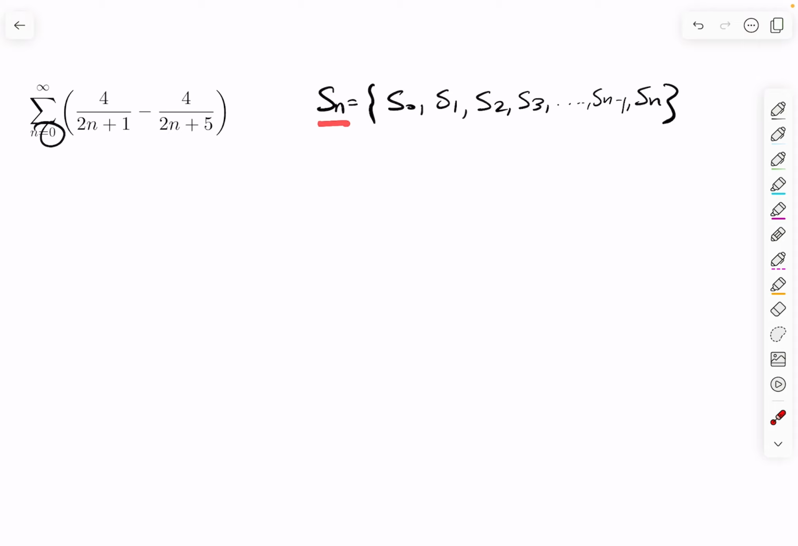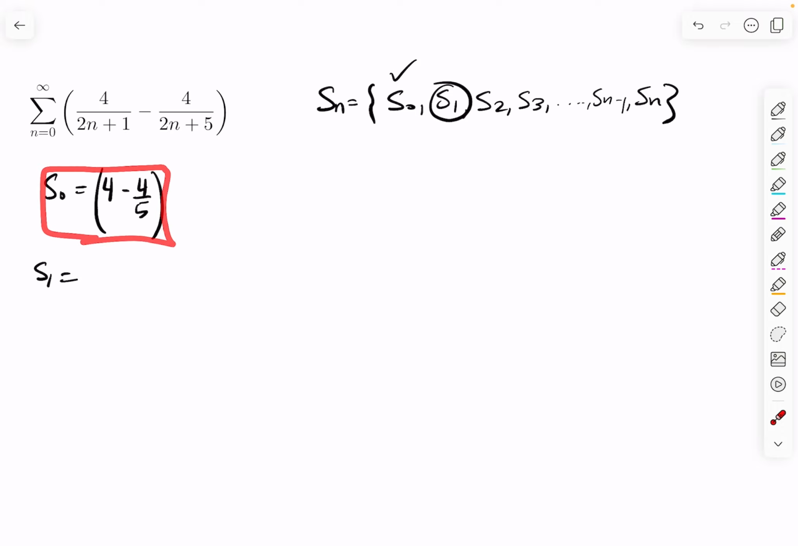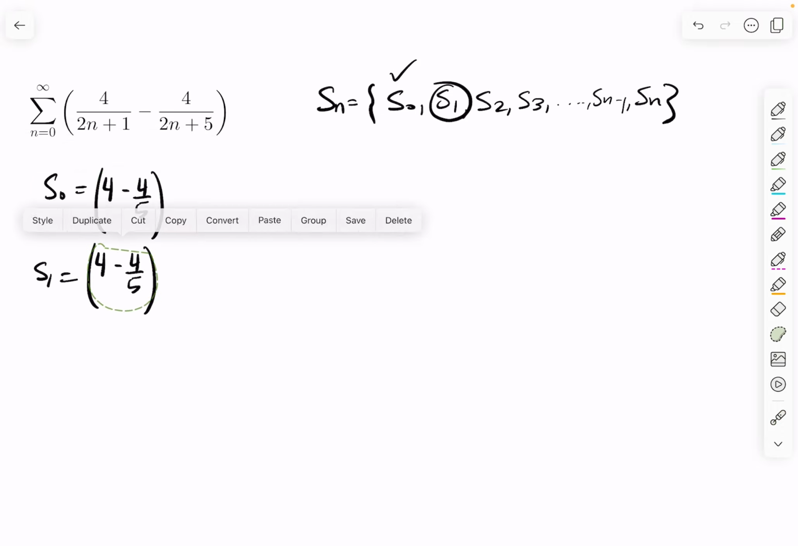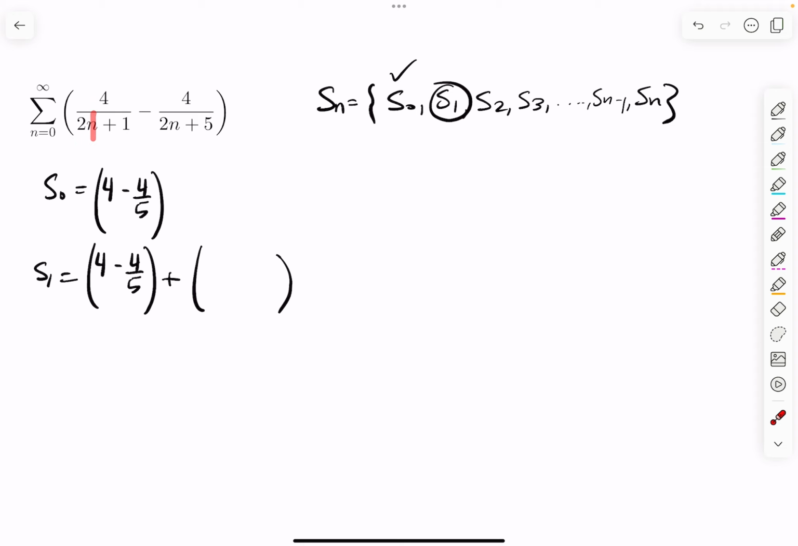How would we find s sub n? By literally finding these first and trying to recognize patterns. So this really just says, hey, plug in 0. So here we have 4 divided by 1, which is just 4. Here we have 4 over 5. And to keep things organized, keep it in a parenthesis. Then you move on to your next one, s sub 1. That includes the sum up until 0, plus when you plug in 1, you get 3 and 7. So 4 over 3 minus 4 over 7.